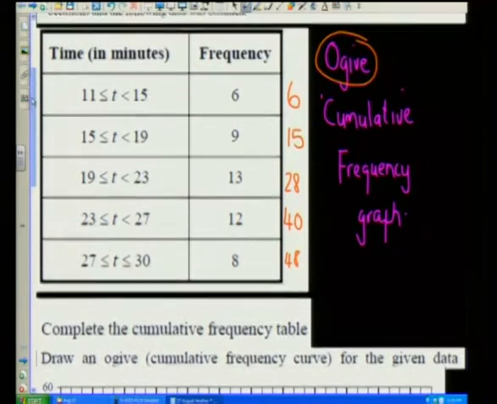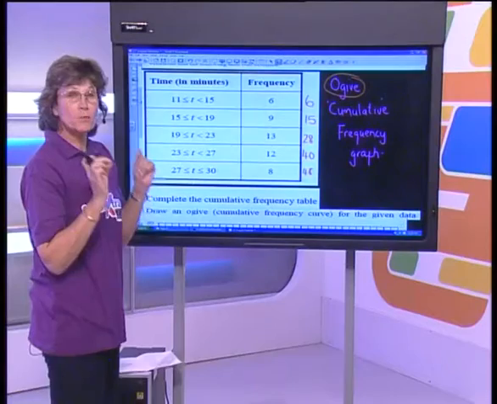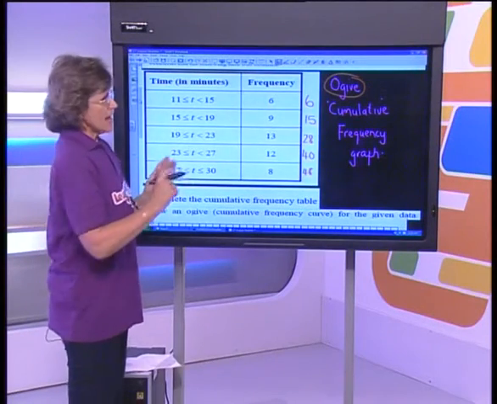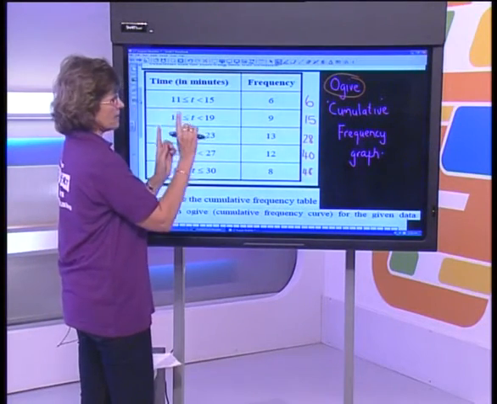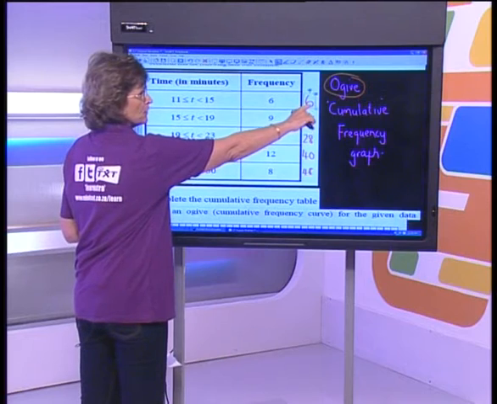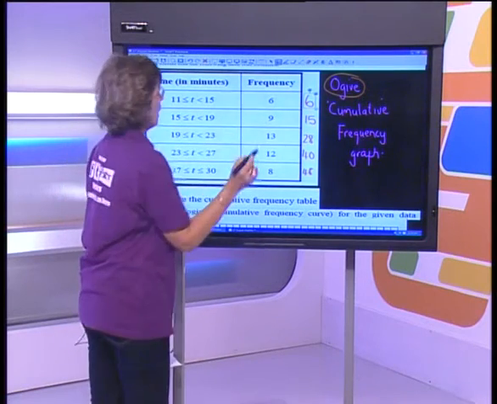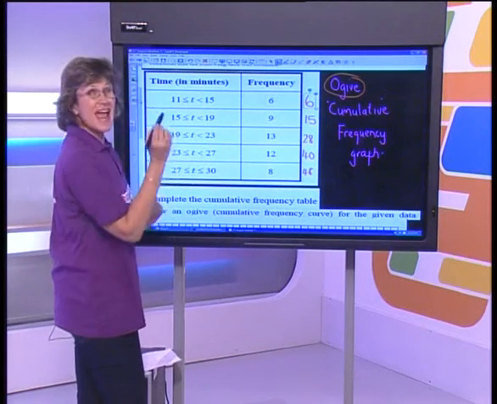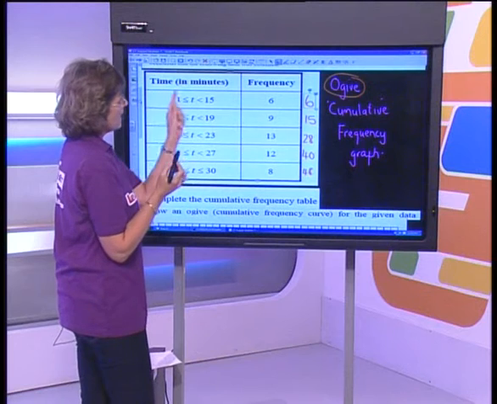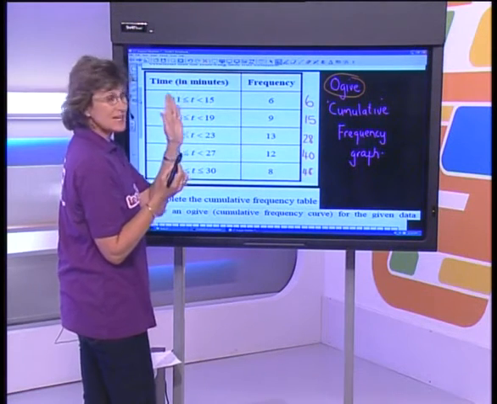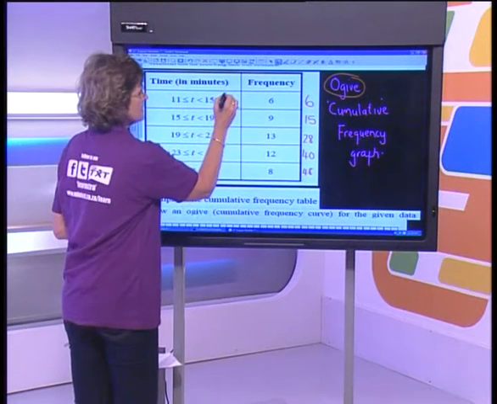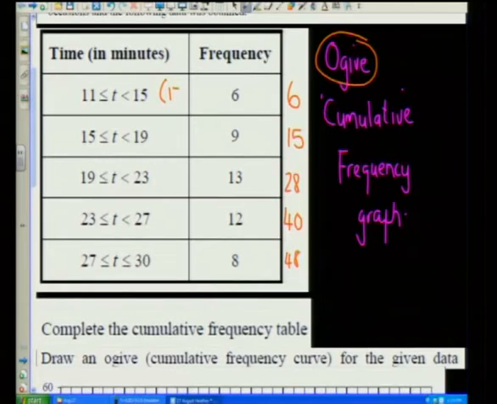Now, what we need to understand when we draw an ogive is that it is going to be this cumulative frequency total plotted against the end point. So in other words, 15 is the end point, so we're going to plot 15 together with a height of 6.